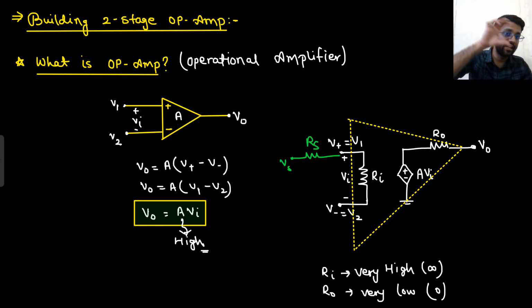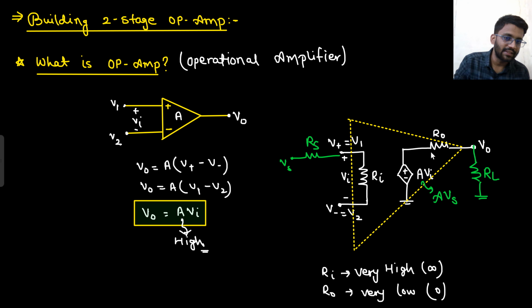If your Rin is low, it will eat up more voltage. So you want more voltage here, so that more voltage will be amplified. Let's just say the complete Vs voltage is amplified. Now at the output you will be having some load. If this R0 is very low, R0 will eat up very little voltage, and more voltage will be going towards the load. Are you getting this point?